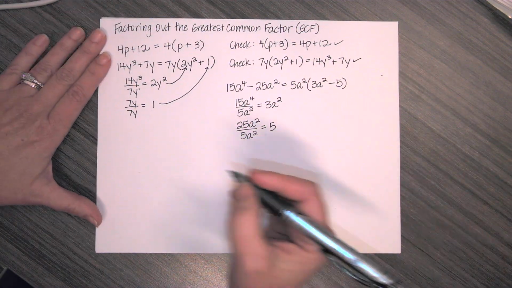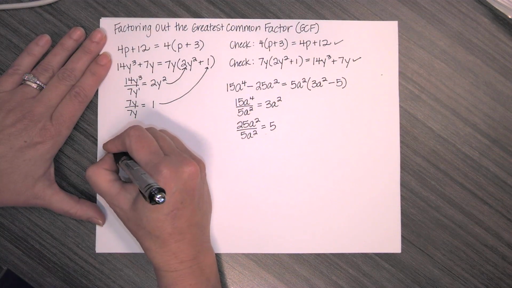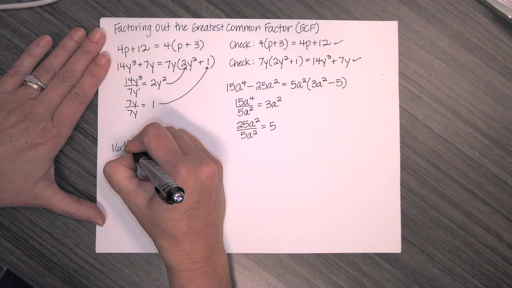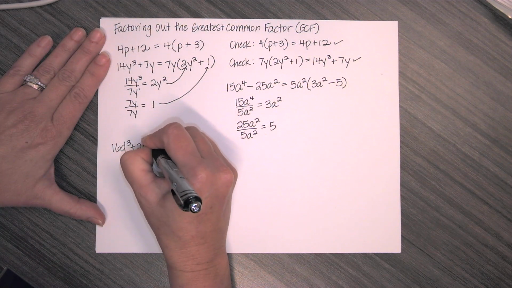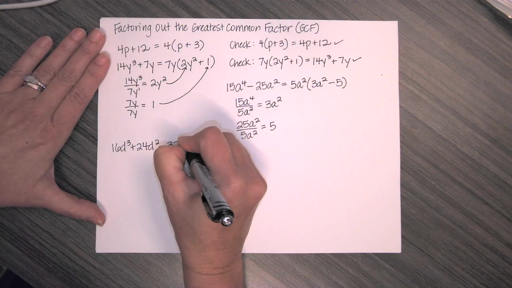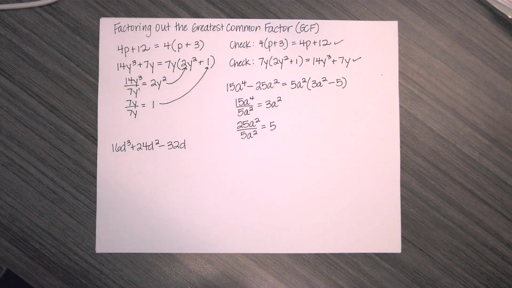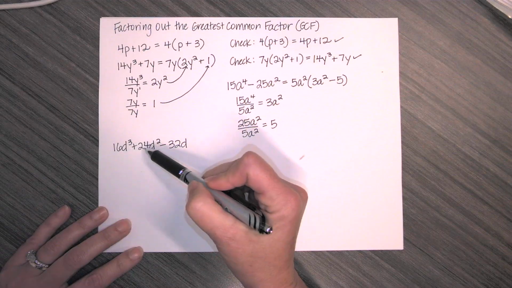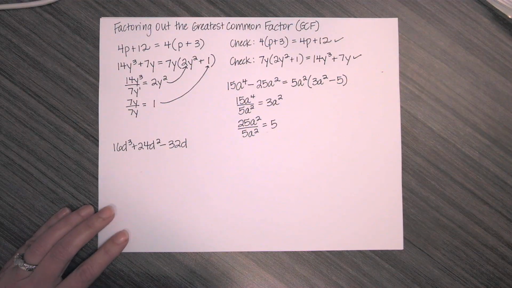Let's do one that's not a binomial. What if we have 16d to the third power plus 24d squared minus 32d? Okay, we've got a trinomial this time, but you do it the same way. You just have to look at all three terms and see what they have in common.